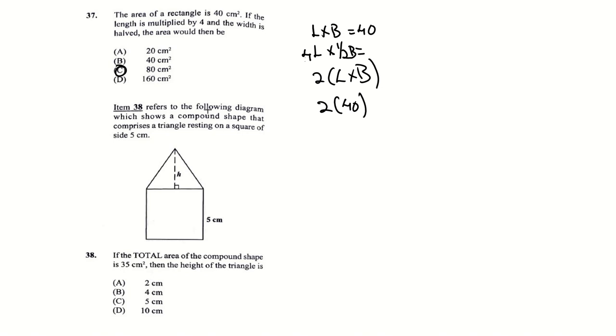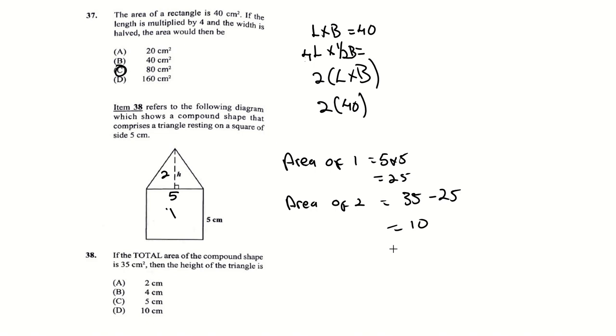Number 38 refers to the following diagram, which shows a compound shape that comprises a triangle resting on a square of side 5. So this is 5 here. If the total area of the compound shape is 35, then the height of the triangle is. When you want to find the area of a compound shape, this is 1 and this is 2. So area of 1 would be 5 times 5, which is equal to 25. And area of shape 2, the 1 plus 2 is 35, so area of 2 would be 35 minus 25, which is equal to 10.